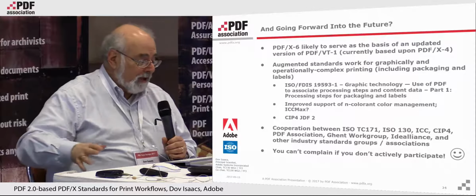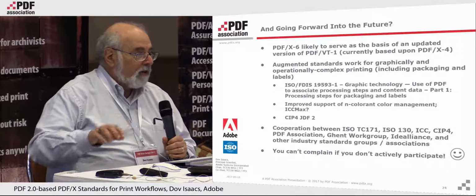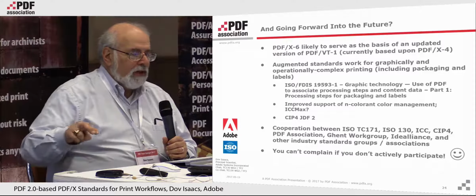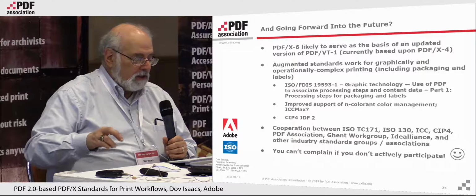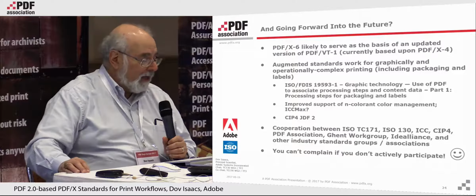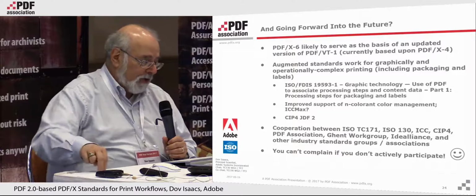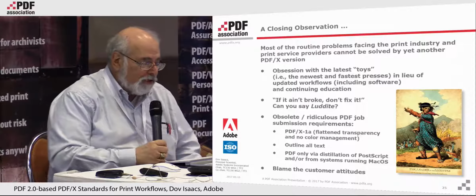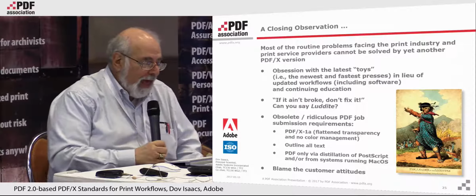And there's cooperation between a number of groups in terms of the PDF base specification, which is TC171, the group that does printing, ISO TC130, ICC, which is for color management, CIP4 for job ticketing, the PDF Association, where you're here right now, the Ghent Work Group, IDEAlliance, and other industry standard groups and associations. And I will also say that you can't complain if you don't actively participate. One closing observation. Many of the problems we have in the print industry have nothing to do with what's in a PDF specification. Okay?